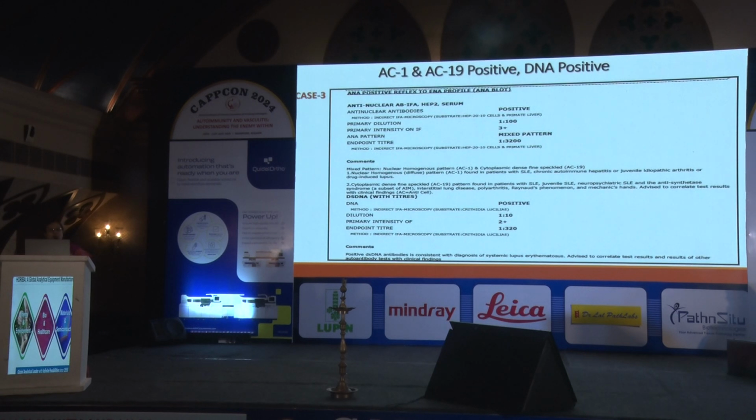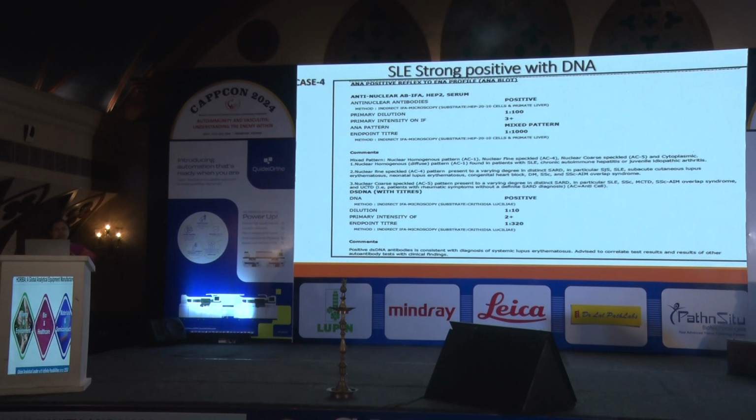This is also a mixed pattern where the titer is very high, 1:3,200, with AC1 and AC19, which is consistent with SLE because dsDNA is very positive. And this is another strong case where there is AC1, 4 and 5, that is homogeneous and speckled pattern, both are present with dsDNA being positive, so very much consistent with SLE.